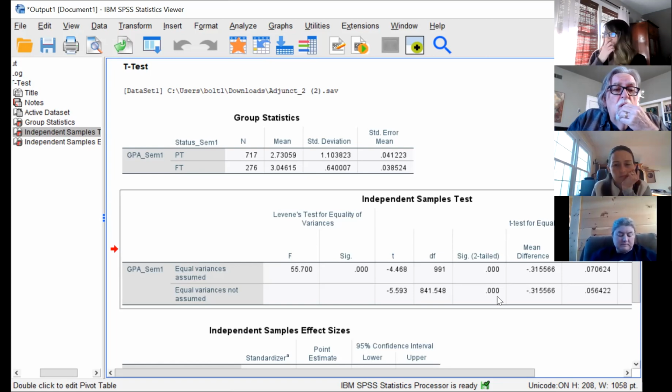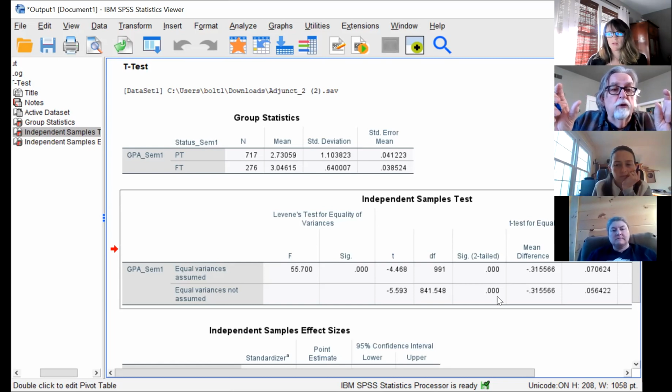So to bottom line it, equal variances assumed means there's not a lot of deviation around the mean in your sample, or the deviations around the means are relatively similar between the two groups. So equal variance not assumed means there's just more difference between the two groups than expected. The deviations are different between the two groups. Okay.